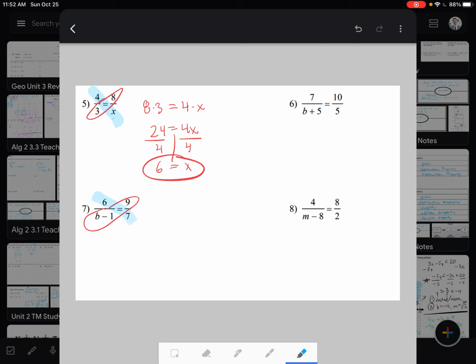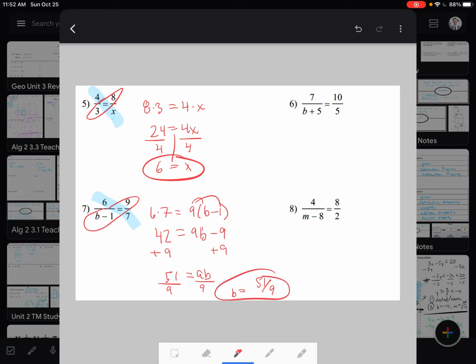A second reminder, if we do have some extra terms on these fractions, in these proportional reasoning questions, the setup is still the same. So 6 times 7 equals 9 times b minus 1, but 9 times b minus 1 does require some distribution and parentheses. So going through and solving, 42 equals 9b minus 9. Going to add 9 to both sides, but 51 equals 9b. And again, we can just leave that as that fraction there of b equals 51 over 9.